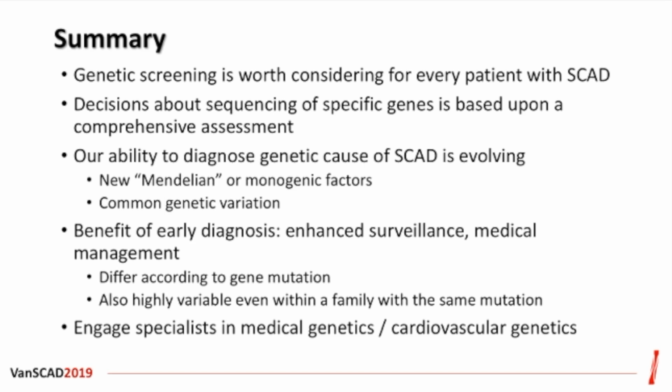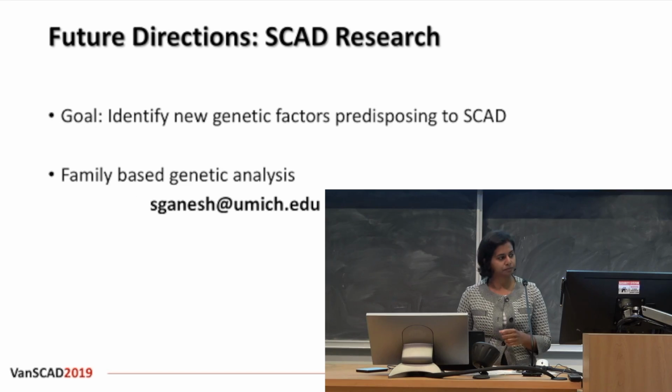But those are things that we could be looking for as developments of the research. So the benefits of early diagnosis are enhanced surveillance and medical management. There might be things we tailor according to the gene that's involved. And overall, I would suggest engaging specialists in SCAD or cardiovascular genetics, or if needed, medical genetics, to do that initial screening and to make sure that one of these less frequent syndromes in which SCAD can present is the case here.